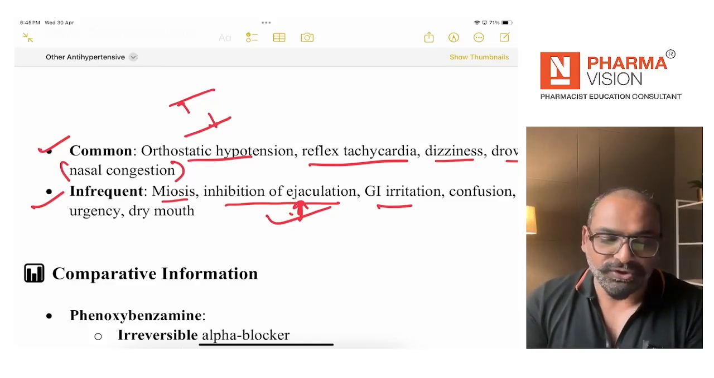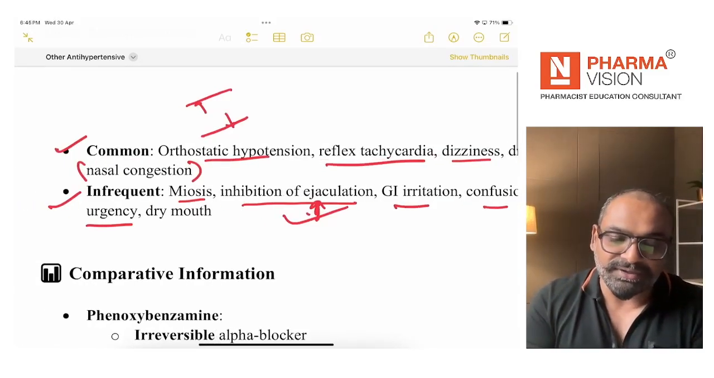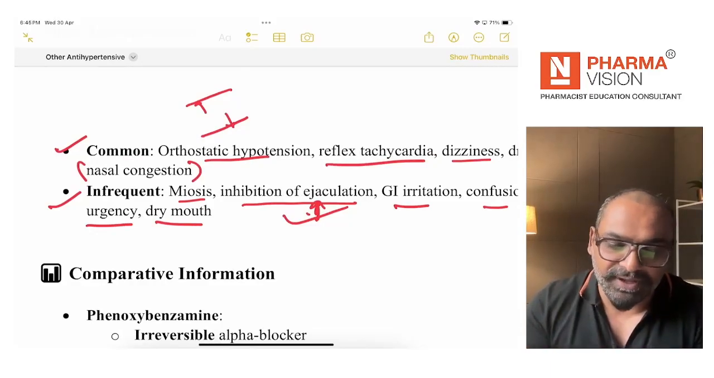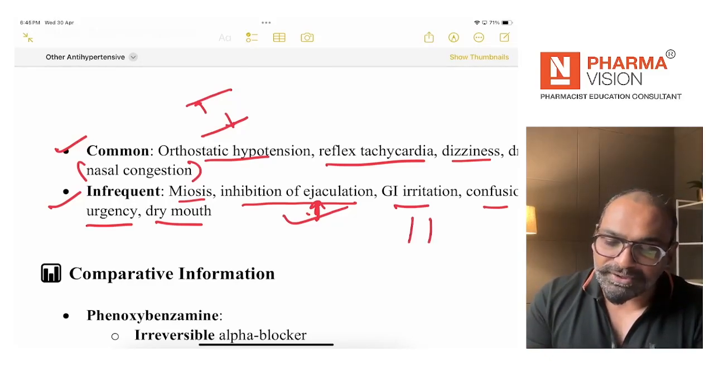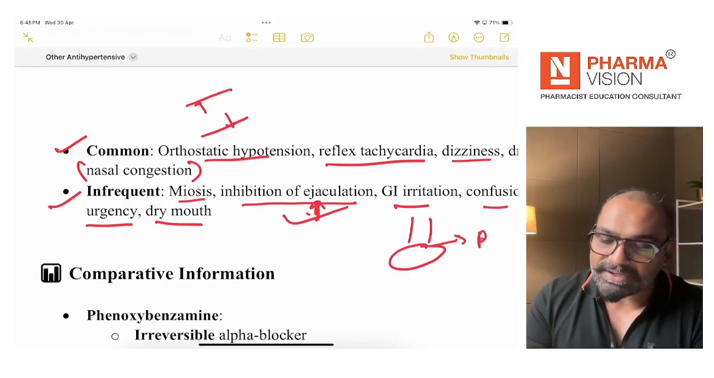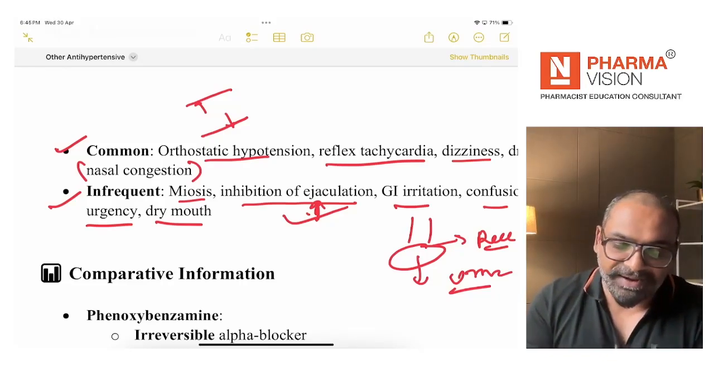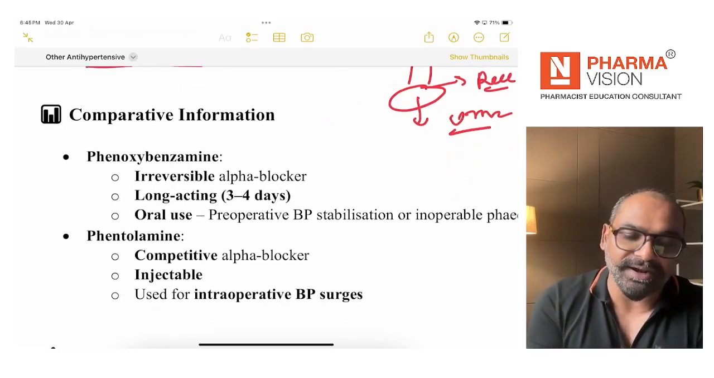GI irritation, confusion, headache, urinary urgency and dry mouth. Urinary urgency occurs because your prostate neck is getting more relaxed, and that's why the patient gets more urge for urination. So the side effects are also very logical and pretty much understandable.